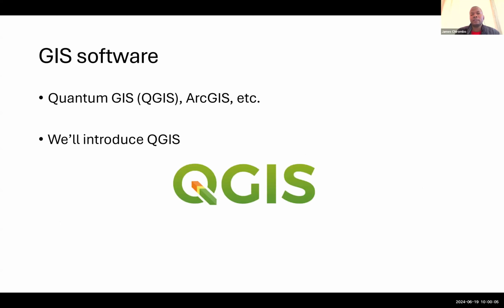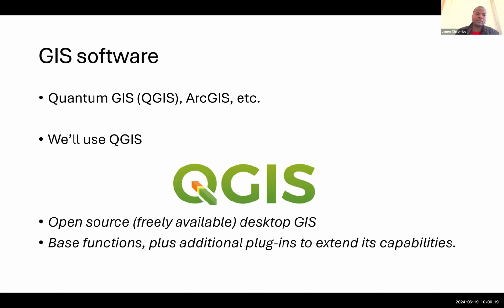So there are so many GIS softwares around. It's Quantum GIS, which I'm going to talk about, but there is ArcGIS. ArcGIS is a commercial software, but Quantum GIS is a free software. It's freely available for use, and you can simply download it and you'll be good to go. So it's quite a powerful software. It has base functions, but it also allows you to extend this functionality by downloading and installing plugins to extend these capabilities. So it's a very comprehensive GIS application.